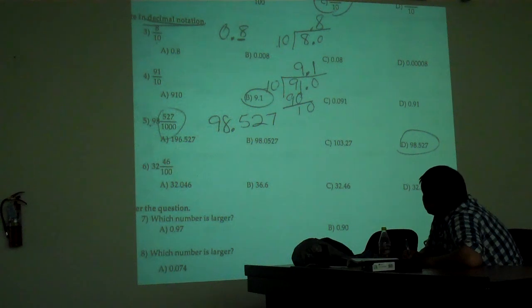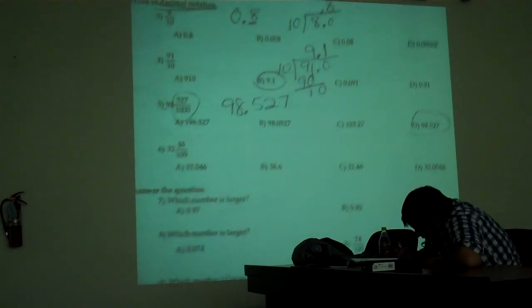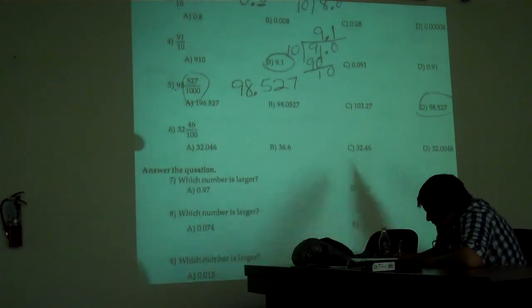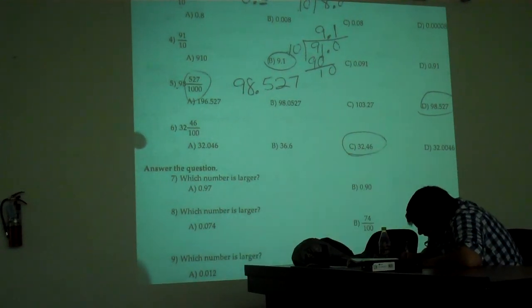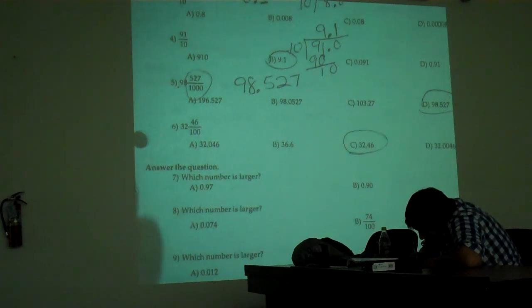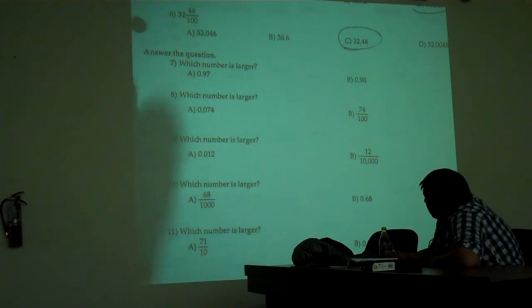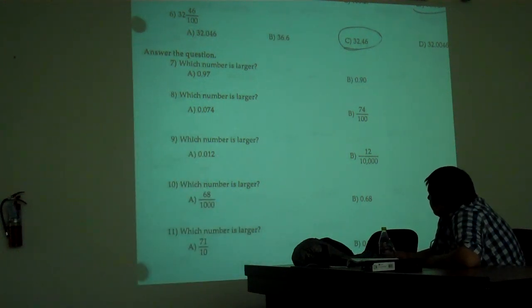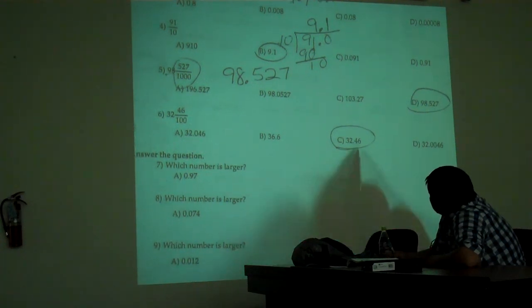Remember, you've got to find these without having the answers to look at. 46 is in the hundredths place. That would be 32.46. Okay, which number is larger? You have a lot of these. Wait, isn't it 0.46? Tenths, hundredths.